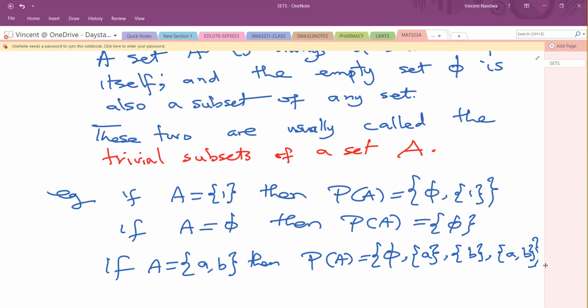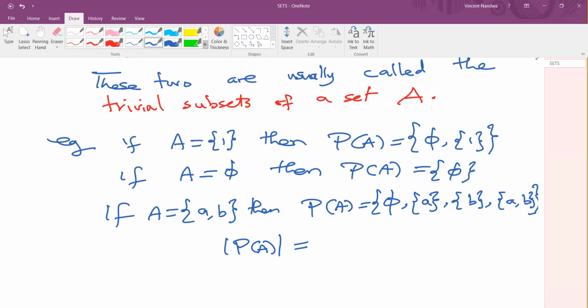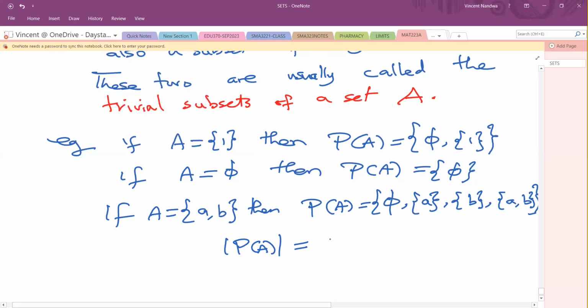So what would be the total number of elements in that set? For this case, what is the cardinality of the power set of A? Four. So there are four elements: 1, 2, 3, 4. Which we certainly expect because the cardinality of A itself is 2, so 2 power 2 is 4.